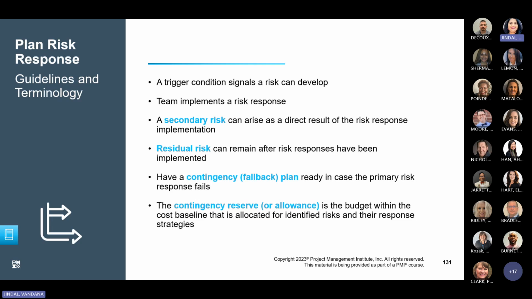Residual risk would be like, even after working extra hours, there are still risks that the storm could last longer and that could cause a delay. So this is a residual risk that remains even after the risk response has been implemented. And a contingency plan is a backup plan.